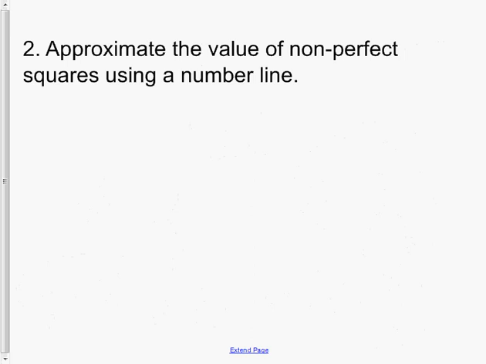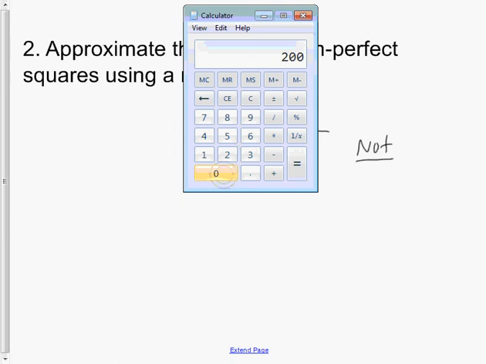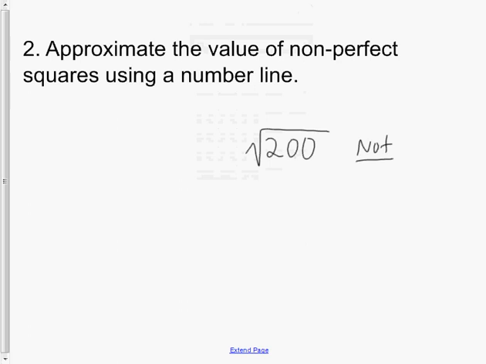The second thing you should be able to do is approximate the value of non-perfect squares using a number line. We just talked about 200 not being a perfect square, so we know the square root of 200 will not be a whole number. If I went to the calculator and asked what the square root of 200 is, it would tell me 14 point a big long number.